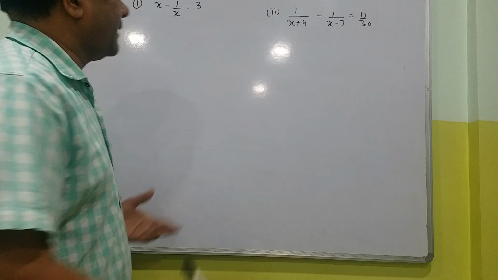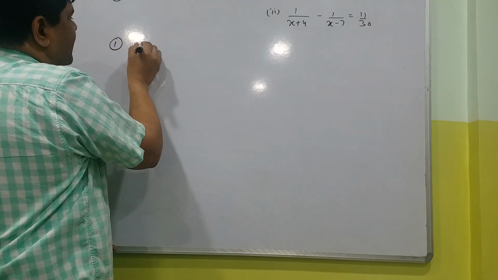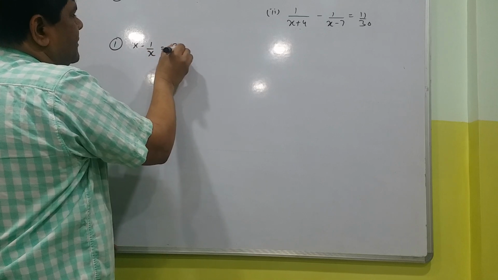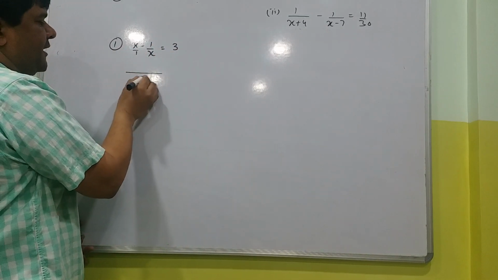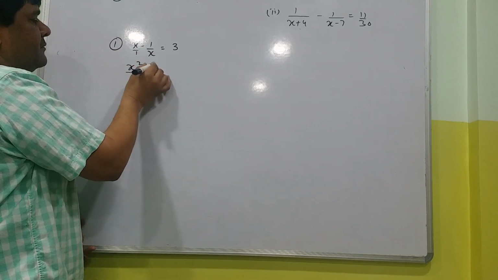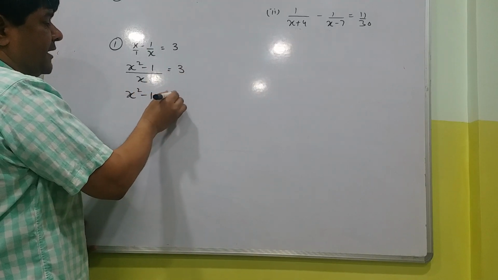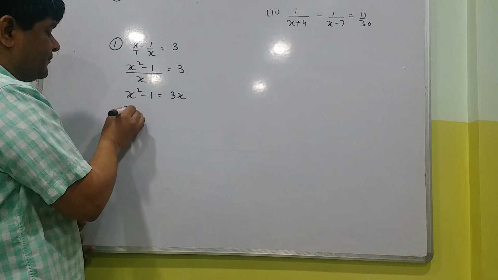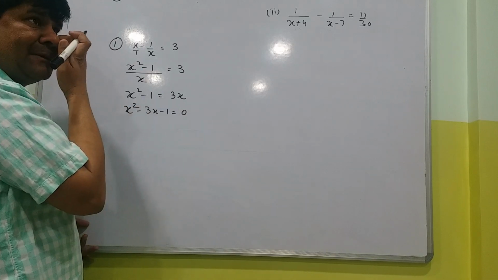Third sum, first part. Here the first part is x minus 1 by x equal to 3. So you simplify it, taking x as LCM. x into x square minus 1 equal to 3. x square minus 1 equal to 3x. x square minus 3x minus 1 equal to 0.